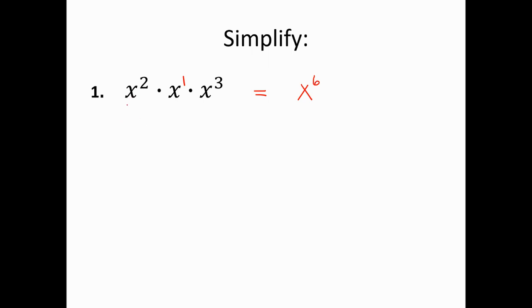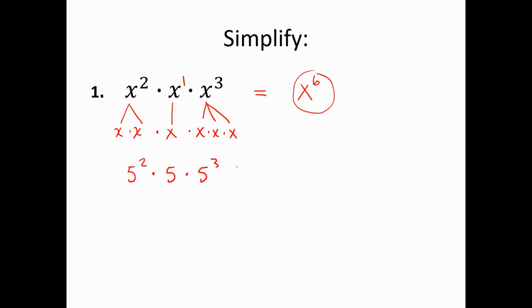Now, why is that? That's because we can factor this to make it x times x. And then here's another x that we're multiplying. And then here are 3 more x's. And how many x's do we have total? 1, 2, 3, 4, 5, 6. So x to the power of 6. Just like if you had 5 squared times 5 cubed, you could write it as 5 to the 6th power.